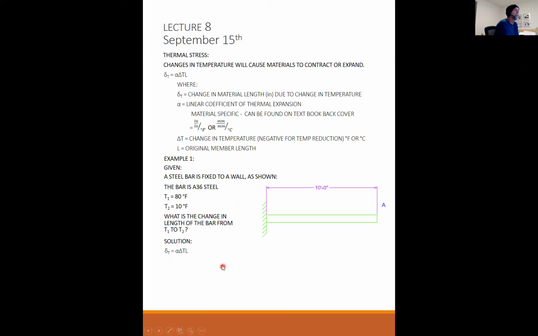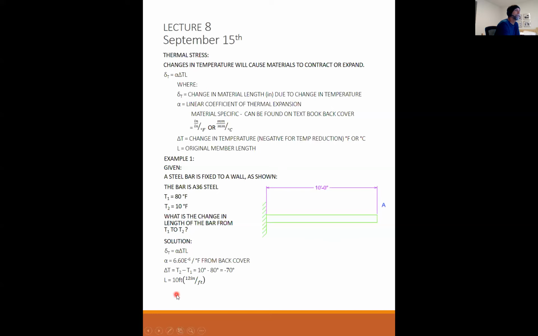Solution. So delta equals alpha delta T L. From the back cover, I can look up that alpha is 6.60 times 10 to the minus 6 per degree Fahrenheit. Delta T is always going to be T2 minus T1. So in this case, T2 is 10 degrees minus the original 80 degrees, which is minus 70 degrees.